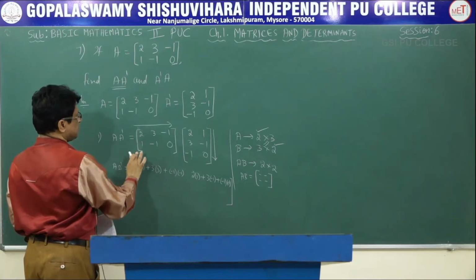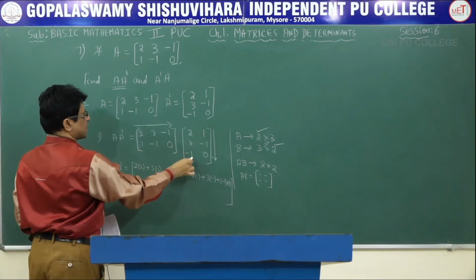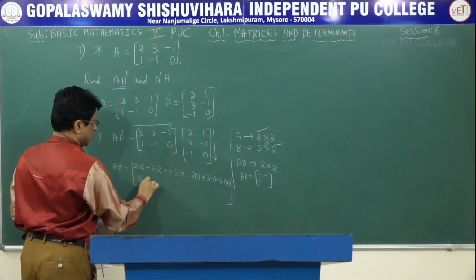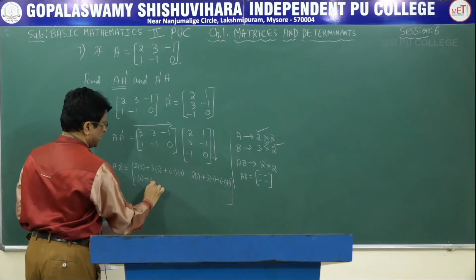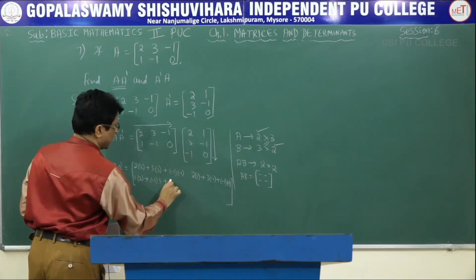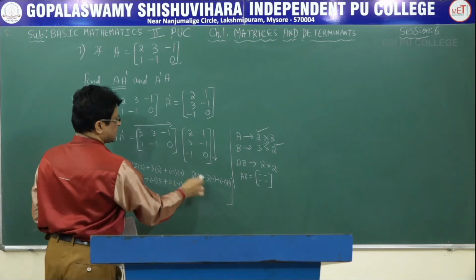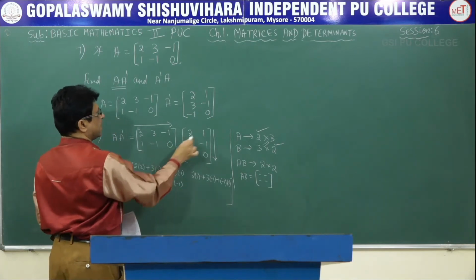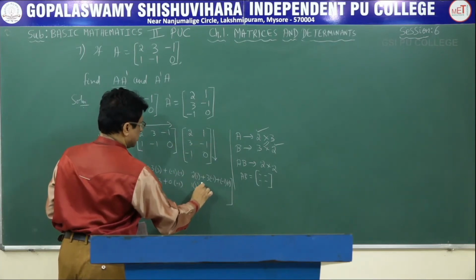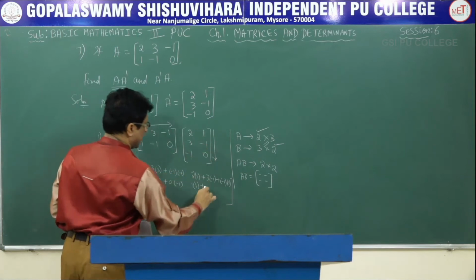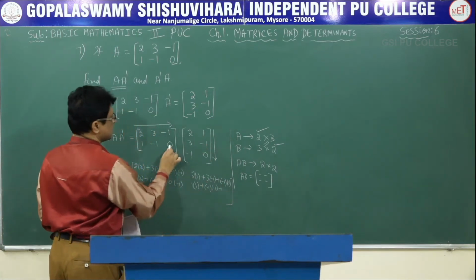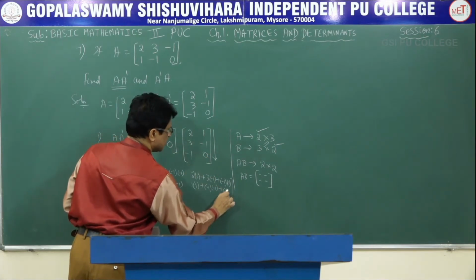Next, second row into first column: 1 into 2 plus minus 1 into 3 plus 0 into minus 1. Next element is second row, second column: 1 into 1 plus minus 1 into minus 1 plus 0 into 0.